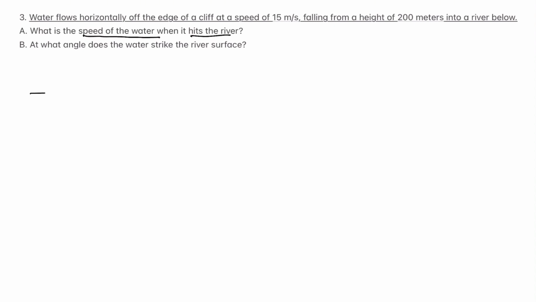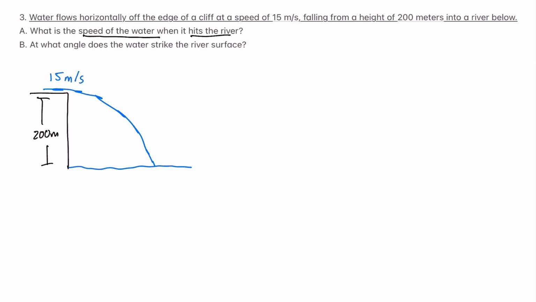Let's draw this out. We have our cliff that is 200 meters tall, with water flowing off the edge and hitting the pool below with an initial x velocity of 15 meters per second. Let's assign the positive direction as down. Let's draw an xy table to see our components.